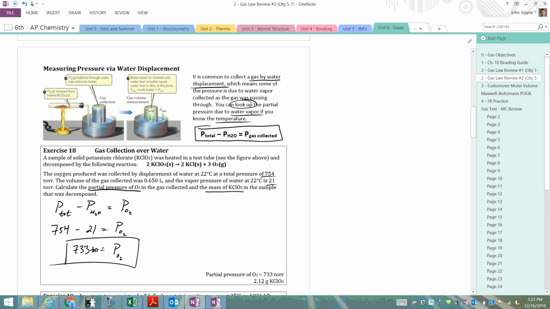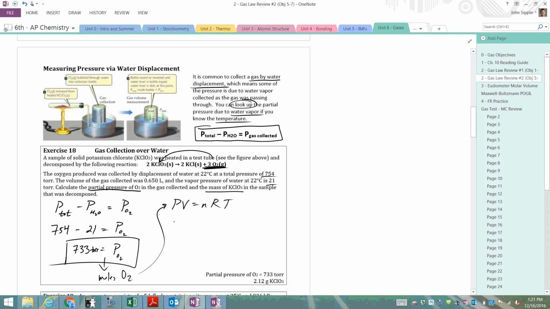So now that we know that, we can actually use the ideal gas law. You'll notice that the ideal gas law is something that we use a ton. We need to know how many moles of O2 this is, and we can use the ideal gas law to do that because we need to know moles. Because once we know moles, then ultimately we can get grams, because they want to know the mass of the sample we started with.